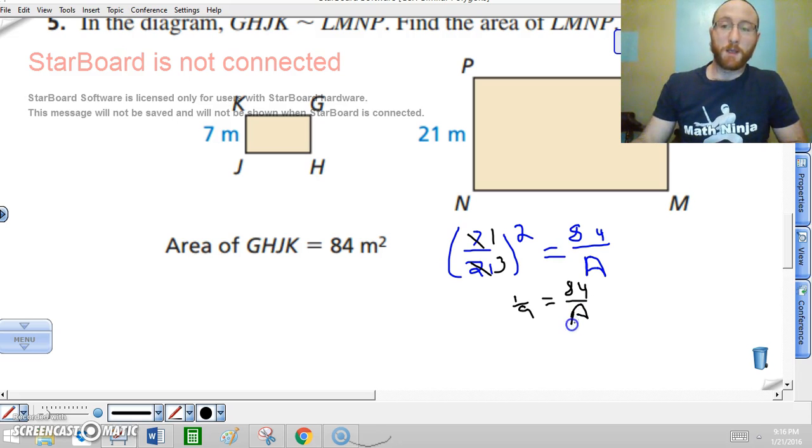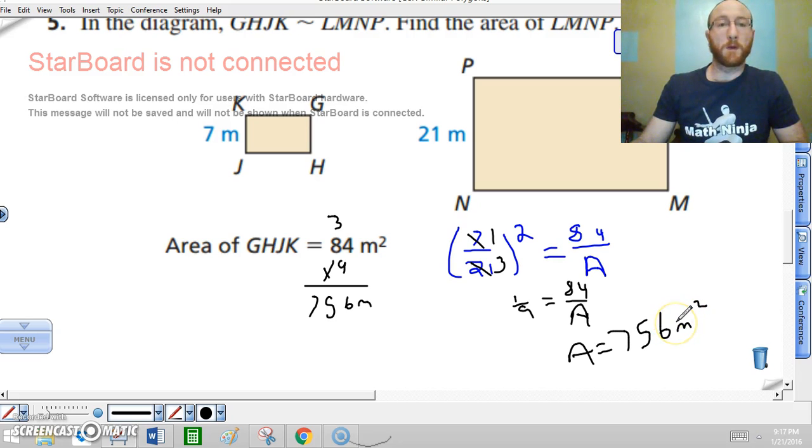Alright, so what that means we need to do is 1 times 84 gets me 84, so I gotta do 9 times 84. So let's do that. Just do that right like this. So we'll say that 9 times 4 is 36. 9 times 8 is 72, plus 3 is 75. So this area equals 756 meters squared. Alright, hope you got that.